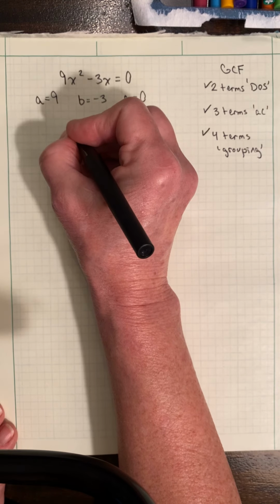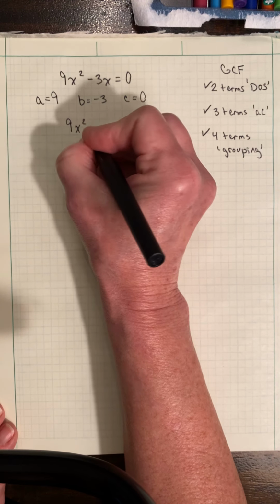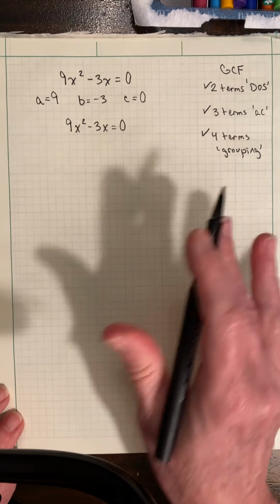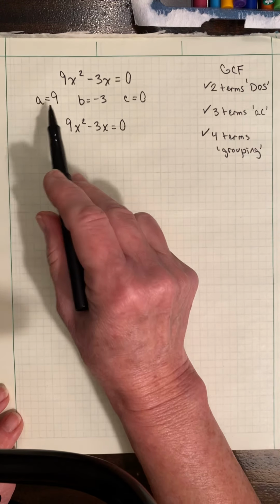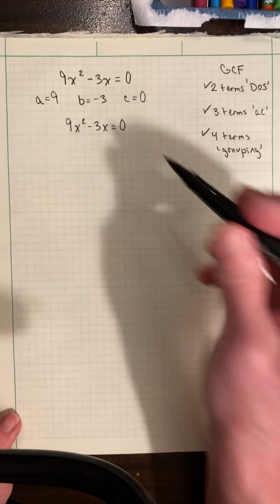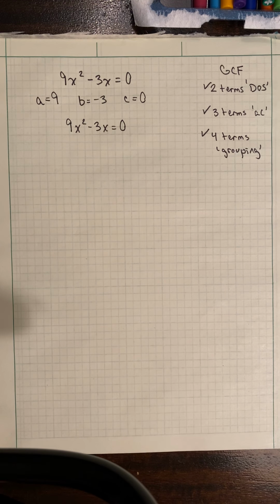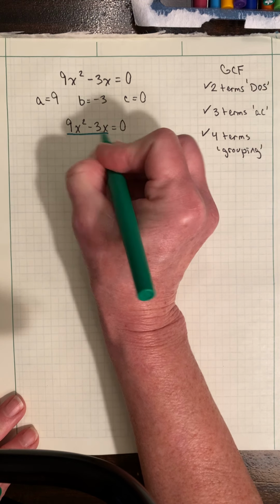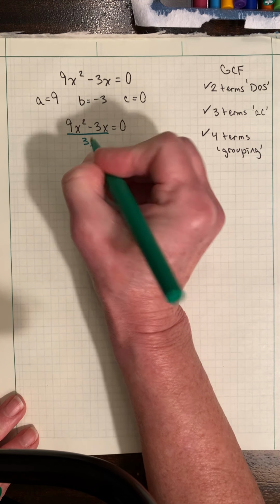On this one here, it looks like we have a common factor. So it's not a trinomial. We don't have to AC. We'll need these for the quadratic formula. So what do these two have in common? Well, they both divide by 3, and they both have an x.